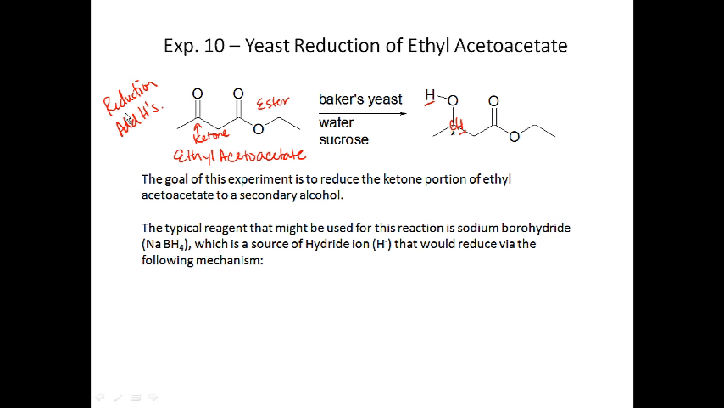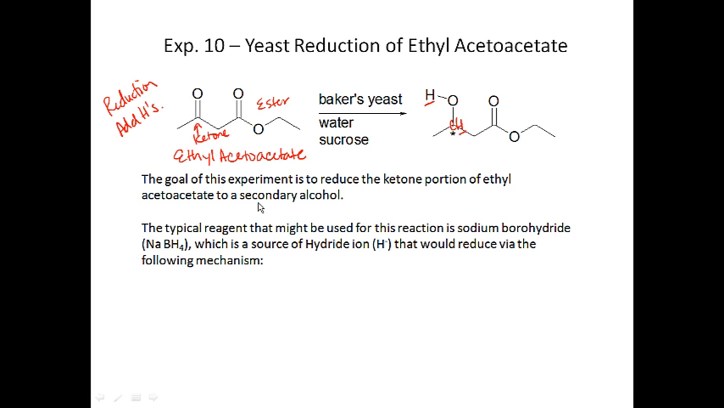That means LEO, lose electrons, oxidation, GER, gain electrons, reduction. But in organic chemistry, it's a little bit harder sometimes to see the electrons, so we just say reduction as either loss of oxygen or gain of hydrogens. This gains hydrogens. So the goal of this experiment is to reduce the ketone portion of ethyl acetoacetate to a secondary alcohol.